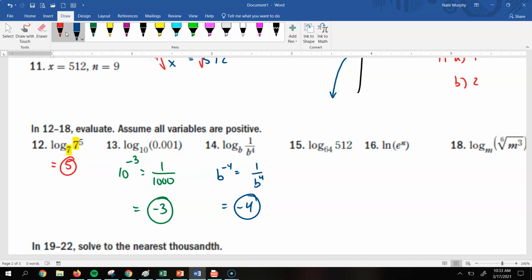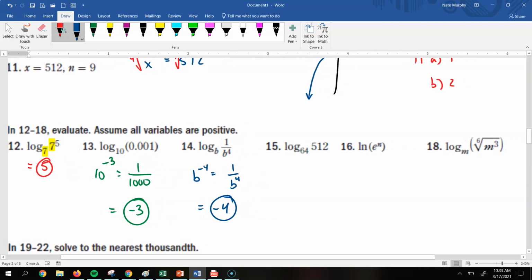All right, let's look at number 15. 15 is the trickier, I would say, of this entire section. So maybe this is the one that you're waiting to look for. So we're trying to figure out what exponent we would apply to 64 to get 512. Now, that seems really difficult. So let's change this 64 to be something that's more manageable.